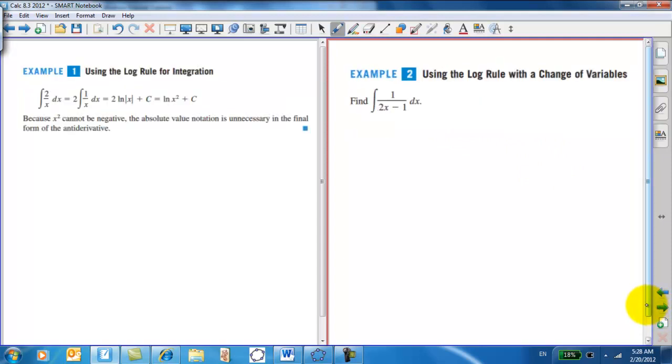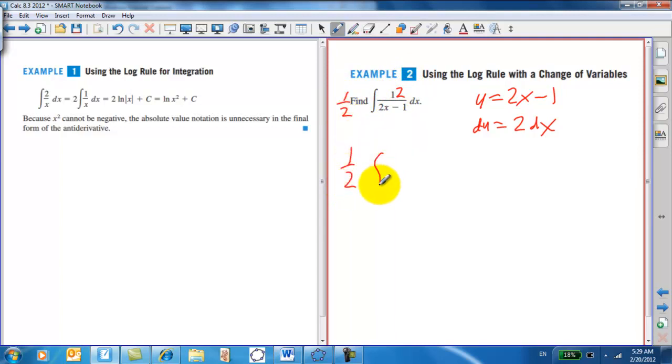Now let's try this example. Use the log rule for a change of variables. Well, we let u equal 2x minus 1. That's the thing underneath. So du is 2 dx. So all we need in this thing is to sneak a 2 in here. So we'll put a 1/2 out here. So 1/2 the integral of 2 dx over 2x minus 1, so 1/2 the antiderivative of du over u.